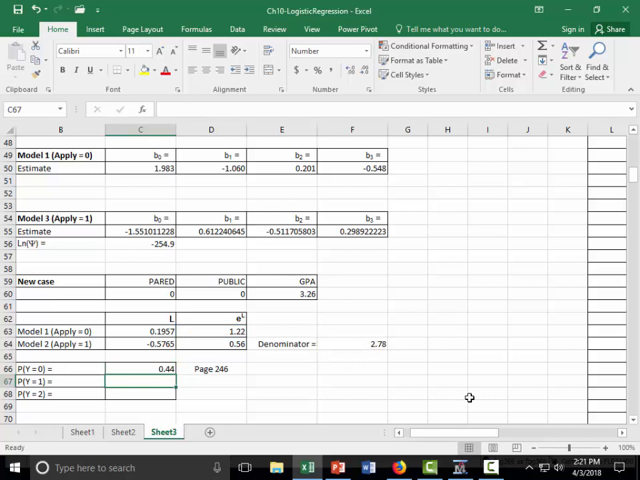So that will give you probability of y equal to 0. And then you take e to the L of the second one and you divide by this denominator. So that will give you the probability of y equal to 1. And of course the third probability must be such that the sum of the three probabilities is equal to 1. Okay.